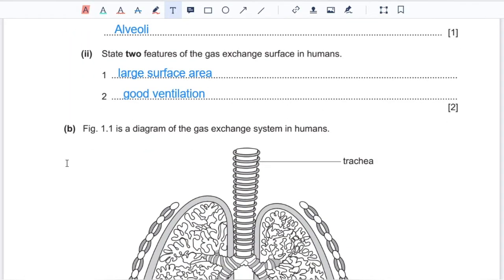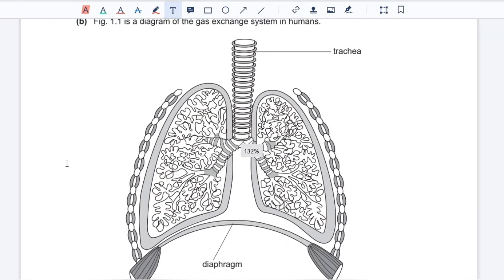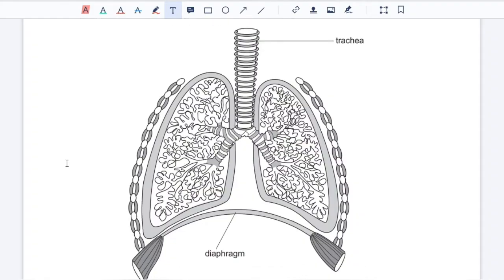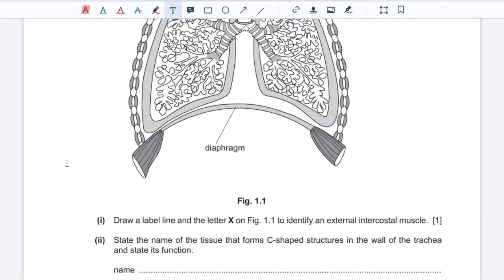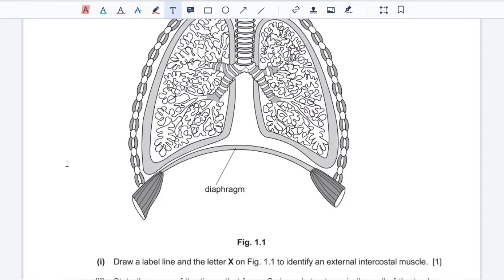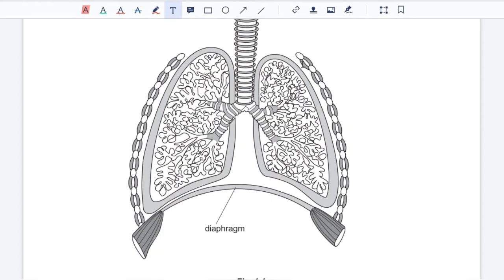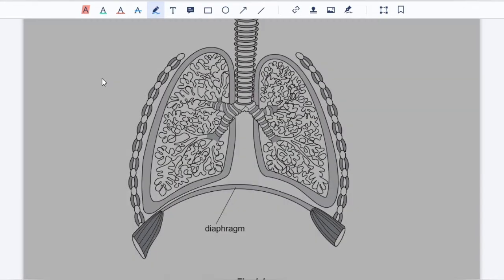B. Figure 1.1 is a diagram of the gas exchange system in humans. So here you've got the labelings of trachea and the diaphragm. Draw a label line and the letter X on figure 1.1 to identify an external intercostal muscle. So here you've got the intercostal muscles. So here on the outer surface, I'll draw the label.